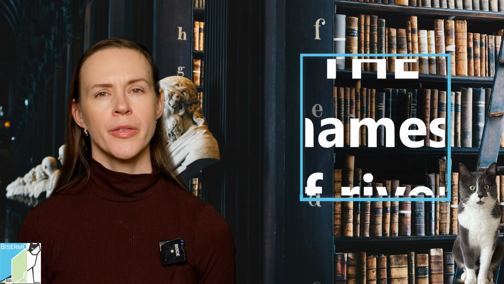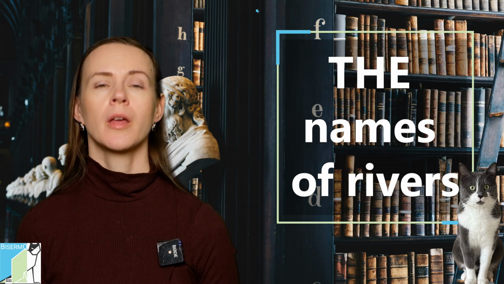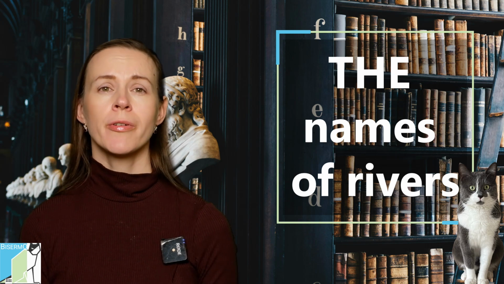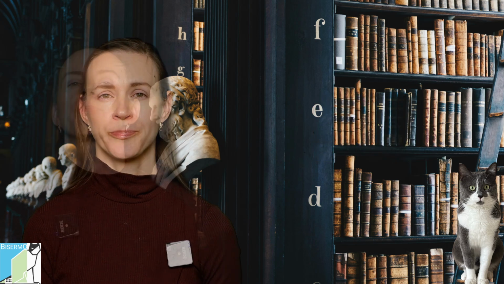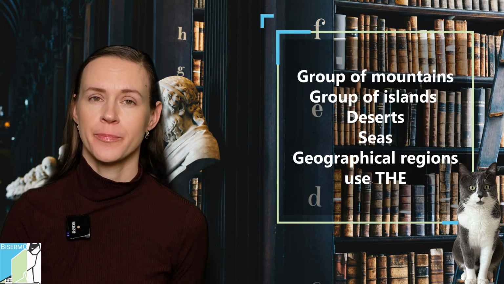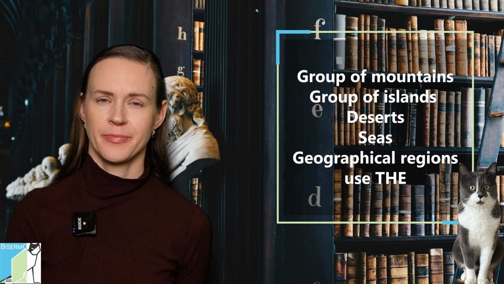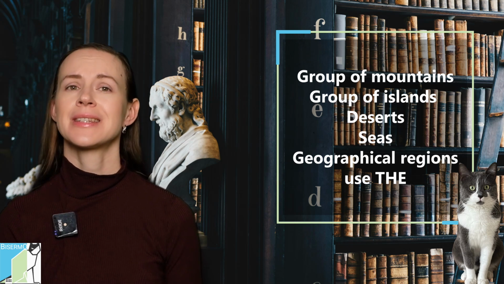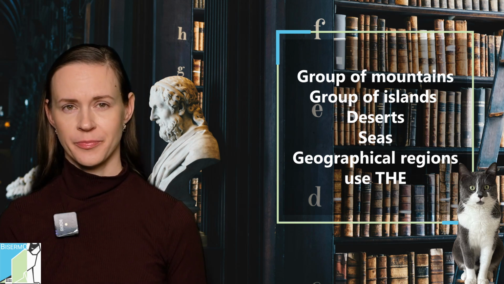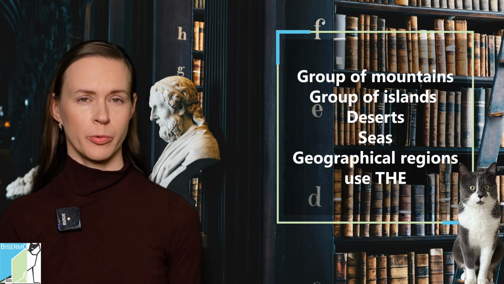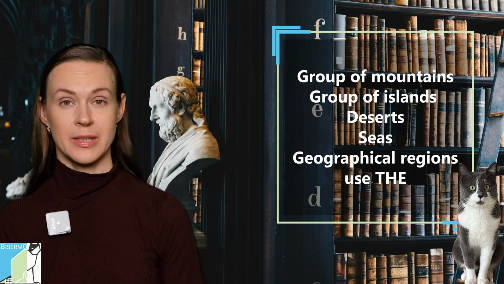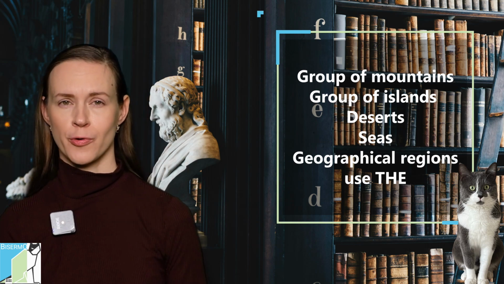We also use them with the name of rivers: the Nile, the Amazon, as they are considered unique geographical features which are well known. When we talk about a group of mountains, we use the Alps, the Andes. Similarly, we use the with groups of islands, deserts, seas, and geographical regions. The Maldives, a group of islands. The Sahara, a desert. The Black Sea, a sea. The Amazon rainforest, a geographical region.